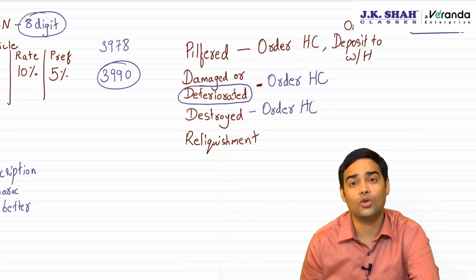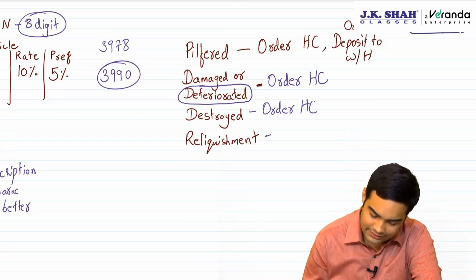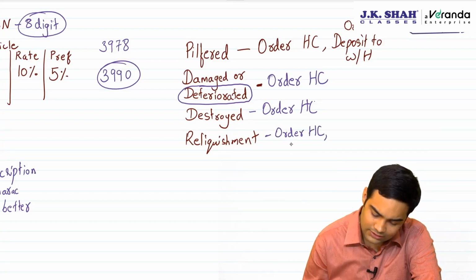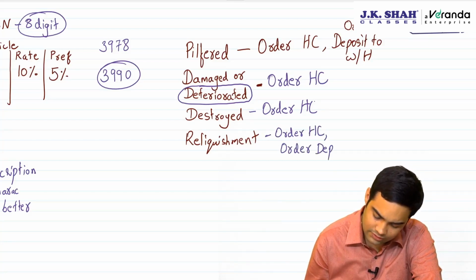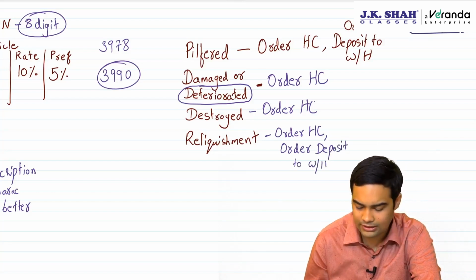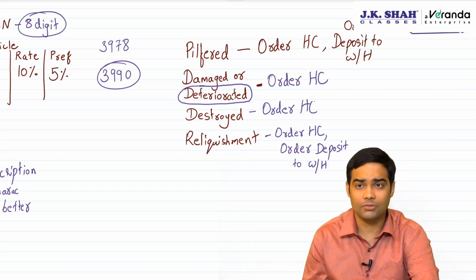And what about relinquishment? Relinquishment, you get the relief till order for home consumption or order for deposit to warehouse. So that means once it is deposited to warehouse, thereafter you don't get the relief for relinquishment. You have to pay custom duty.